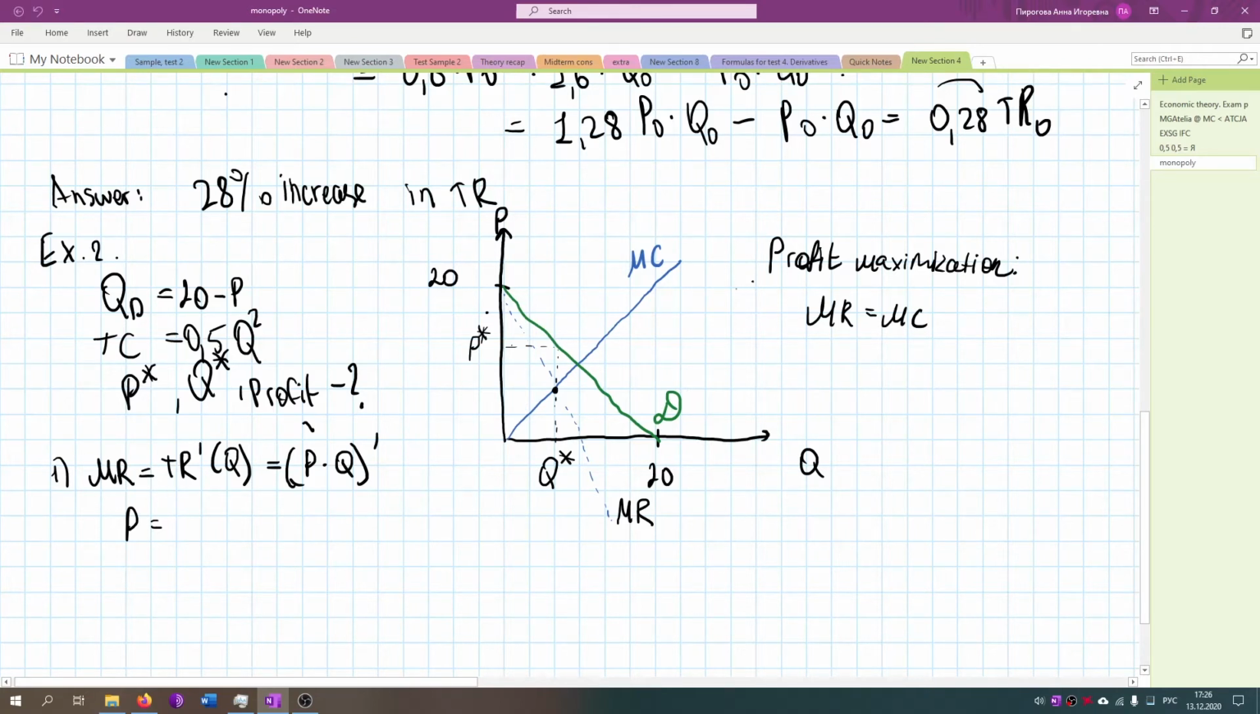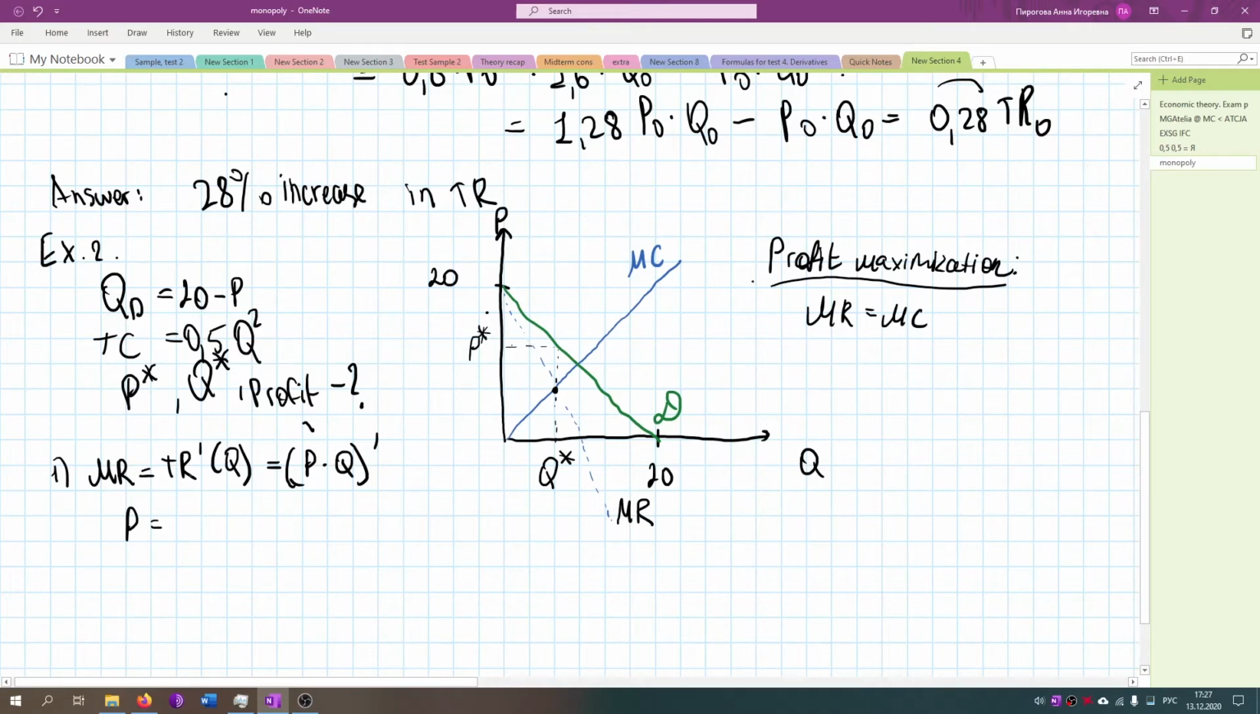It will be this green line, and we need to recall our profit maximization rule for monopoly. Marginal revenue equals marginal cost. So we need to find the point of intersection of marginal revenue and marginal cost, and here will be our optimal quantity, and then using this quantity we can find our optimal price.